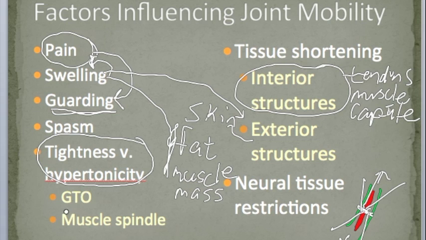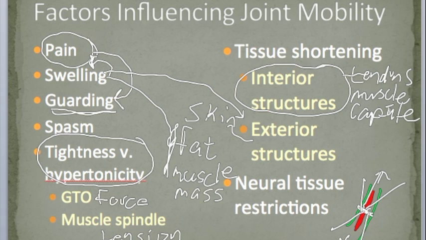When we're talking about the receptors that communicate some of this, the Golgi tendon organs and the muscle spindles, with your Golgi tendon organs, remember they're going to communicate the amount of force and the rate of change in force that is occurring in the muscle. And the muscle spindle is going to indicate the amount of tension and the rate of change in tension in the muscle.